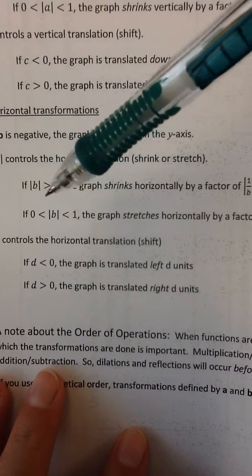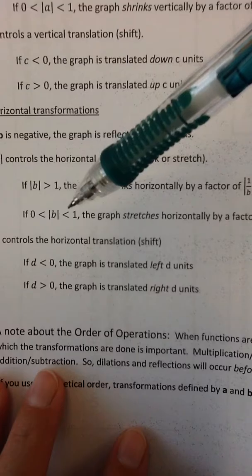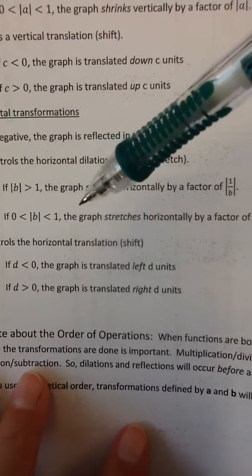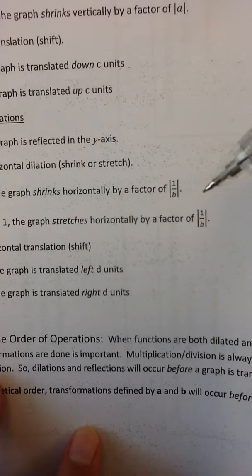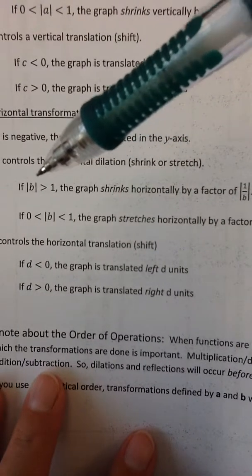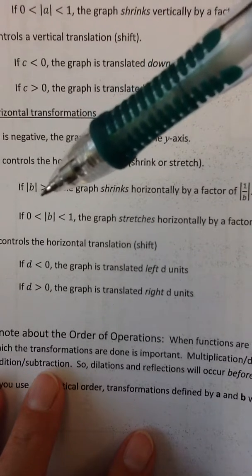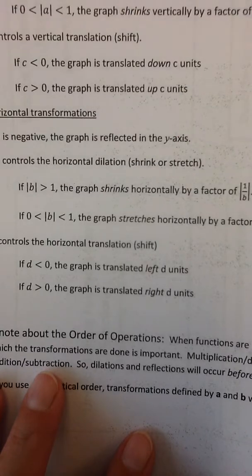On the other hand, if we have a b between 0 and 1, say my b is 1/5, then it's going to stretch by a factor of 1 over 1/5, which is 5. So in the horizontal direction, big numbers make shrinks and little numbers make stretches. It's counterintuitive, it's backwards from the way we think it should work, but it does work.